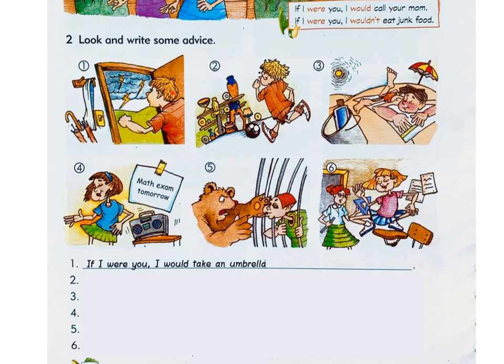Let's look at the example. The example is number 1. It says, if I were you, I would take an umbrella. Again, the answers may vary. So all of them would have to start with, if I were you. Look at these illustrations and try to think what's the best piece of advice that you could give them.